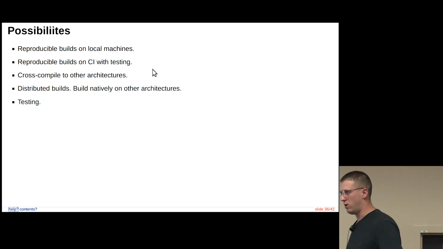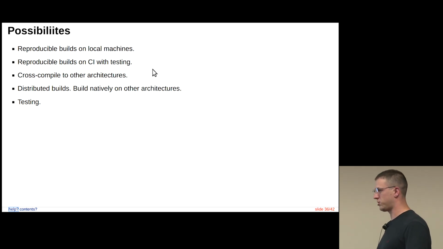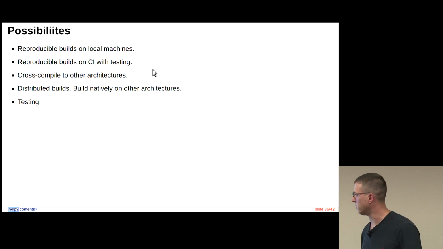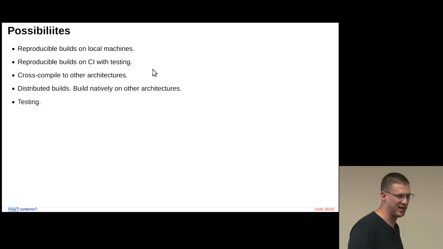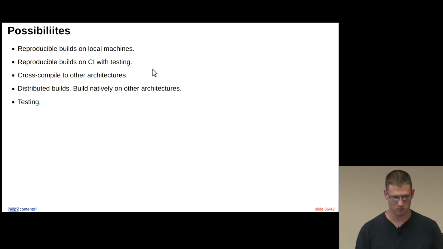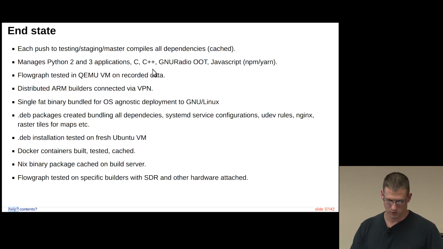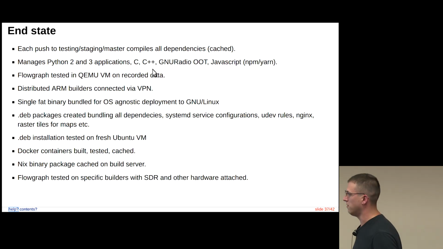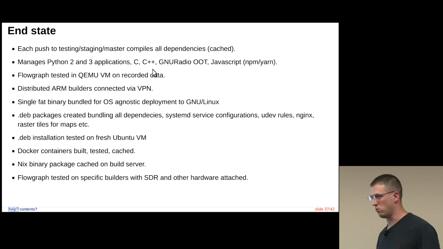All right, so what do you do with this? You can build stuff locally. You could build stuff remotely. You could start to do the cross-compilation. These are all kind of good things. Testing. We like testing. So this is kind of one end state that we got to on one of our projects, and this was very convenient. This actually made our process a lot faster.